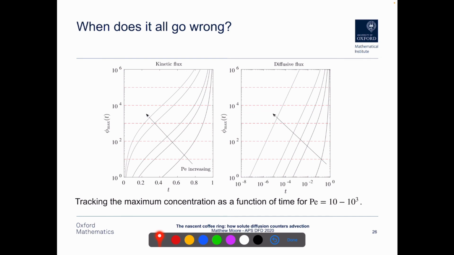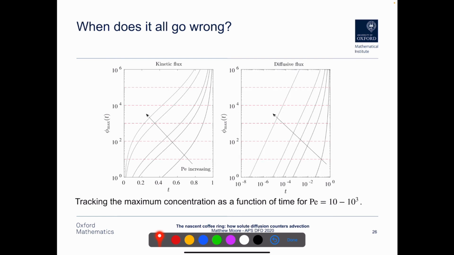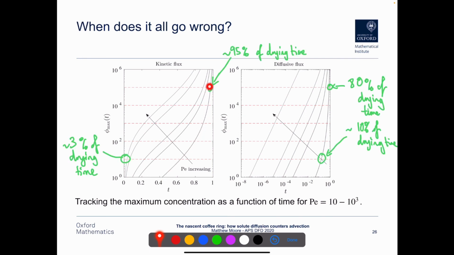The black lines going from right to left are increasing Peclet numbers, so increasing values of this expression as the Peclet number increases. And you can see that as the Peclet number increases, we hit each threshold value sooner. If we zoom in and look at some numbers, in the case when the Peclet number is 10, if we wanted to get up to a concentration of 10 to the 5, we'd actually still be in the dilute regime after 95% of the drying time, which is a huge window of validity for the dilute model. So we'd be missing all of this if we jumped straight to a jamming problem.